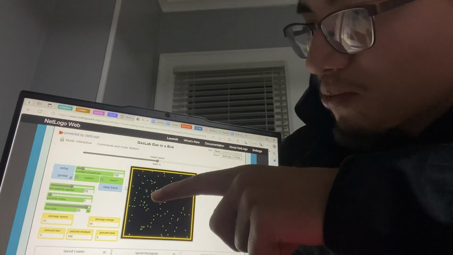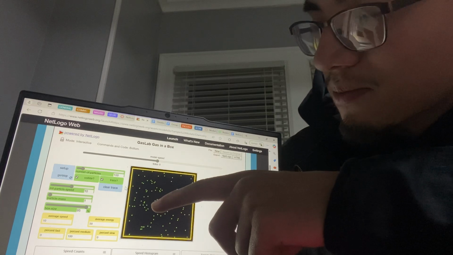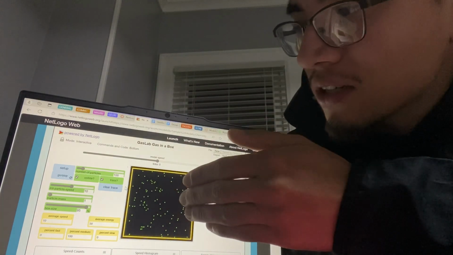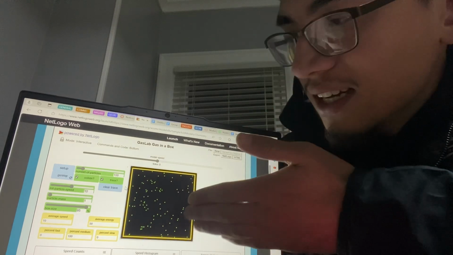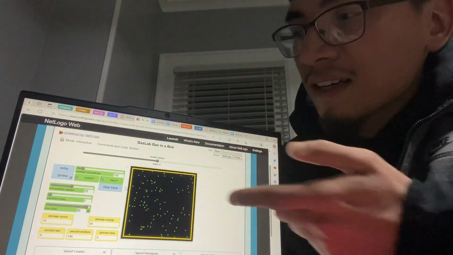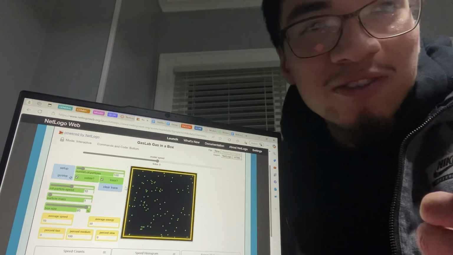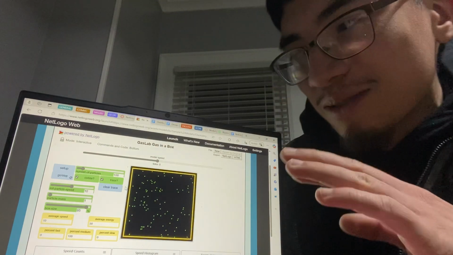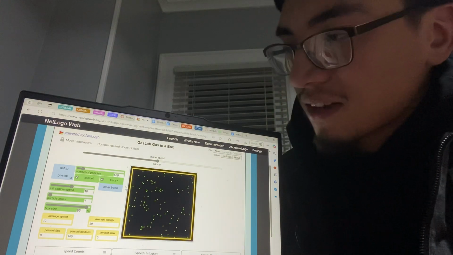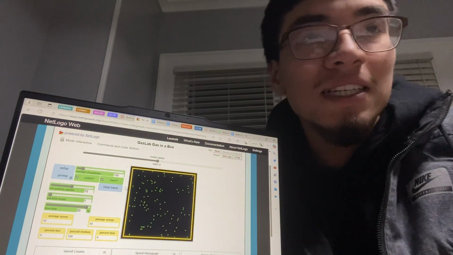So the initial particle speed is at 10. It ranges from 1 to 20, so that's at the middle. The box size at 95%, and the particle mass, I just kept it at 1. I don't know exactly what it would change, but I just don't want to move it. And number of particles is at 100 because I just feel like 100 is a good number to test.